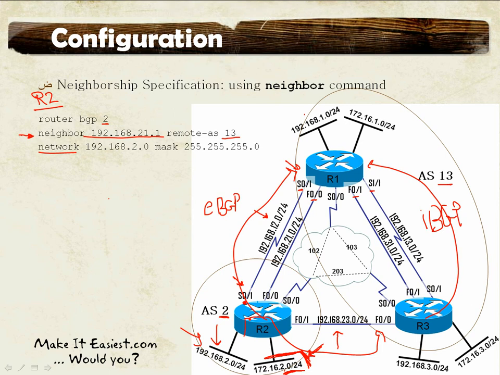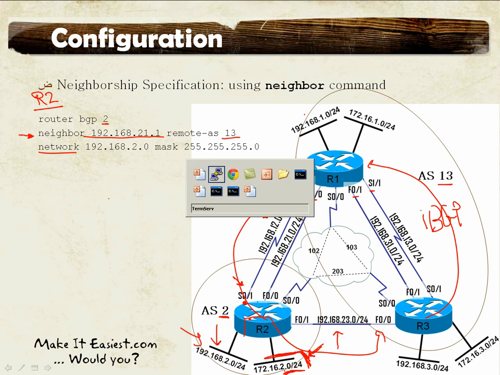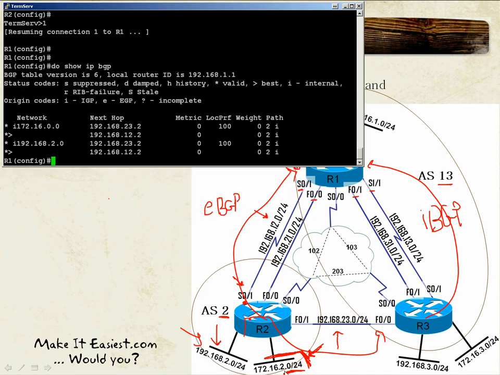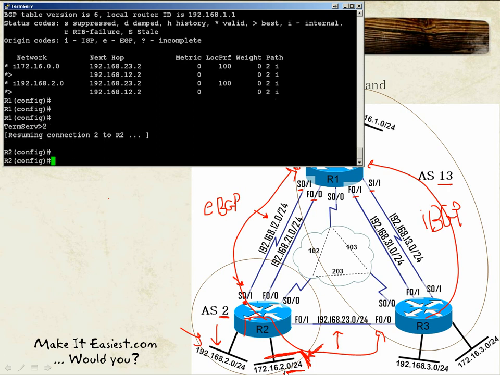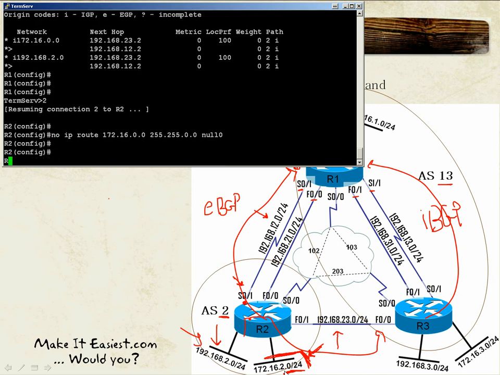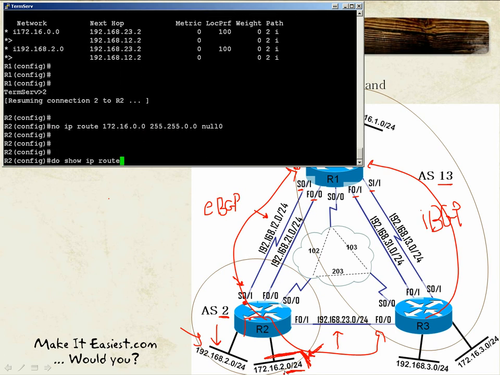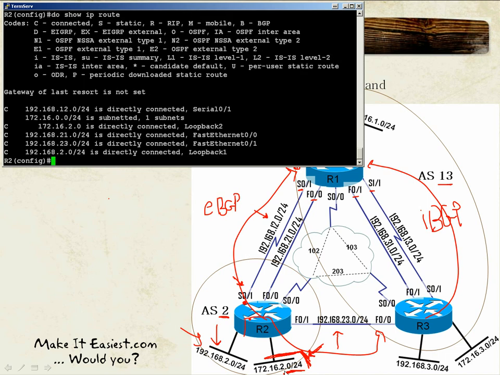And we could be advertising this over to other BGP peers. So this is one solution. Let's remove this static route on router 2. To do so, I'm going to go up and remove this static route, and to verify this I'm going to show the IP routing table, and immediately we will find out that the static route has gone.